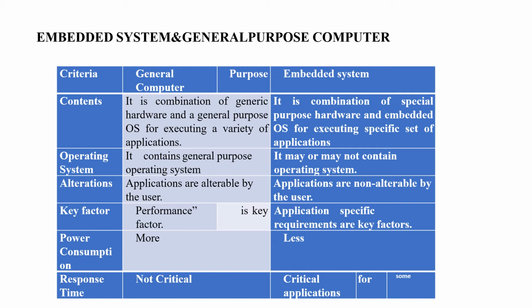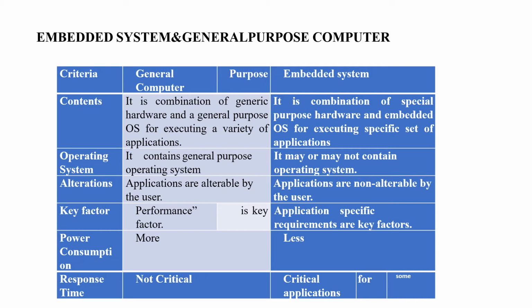It is fixed. And the performance level of the general computer is a little bit slow, because we are not going to run many applications. Whereas for an embedded system, we are doing many applications, so more power will be there. So it is also fast, and the key factors are very high. Power consumption is more in a general computer, and less in an embedded system. Response time is not critical for a general computer, but it is critical for some embedded applications, because we send many applications to the general computer, so it may take a little more time.